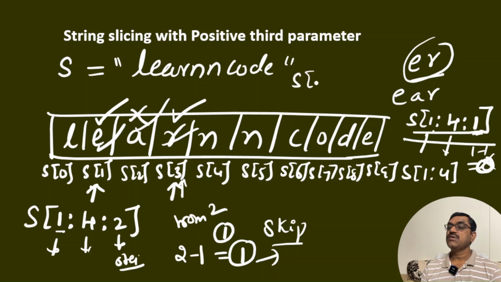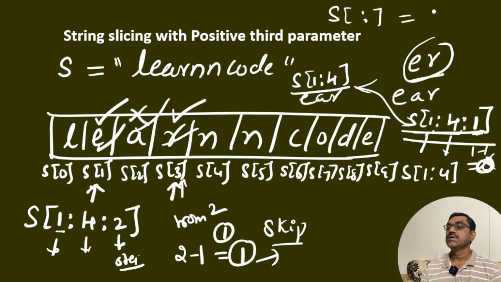If you say S of 1 to 4, then also we are going to get E, A, R. S of 1 to 4 and S of 1 to 4 colon 1, both are same. That means in the previous sessions we have said that S of colon is same as S of colon colon. Both are same. This you have to understand.